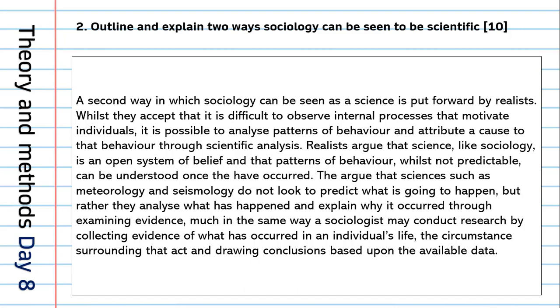Realists argue that science, like sociology, is an open system of belief, and that patterns of behaviour, whilst not predictable, can be understood once they've occurred. They argue that sciences such as meteorology and seismology do not look to predict what is going to happen, but rather they analyse what has happened and explain why it occurred through examining evidence, much in the same way a sociologist may conduct research by collecting evidence of what has occurred in an individual's life, the circumstances surrounding that act, and drawing conclusions based upon the available data.